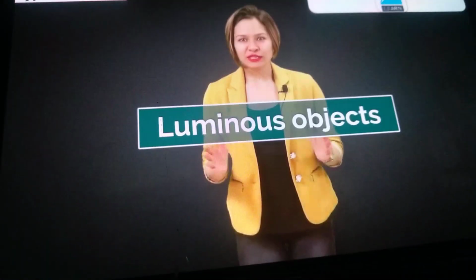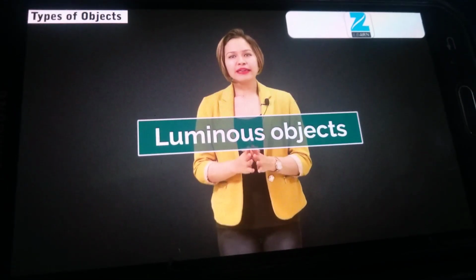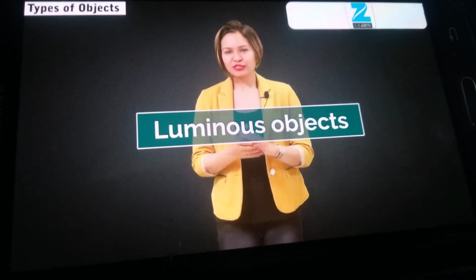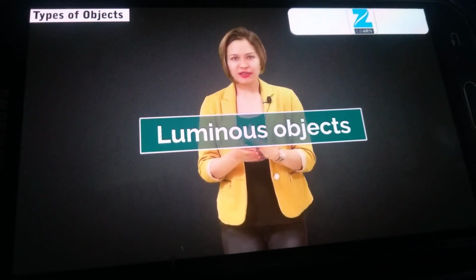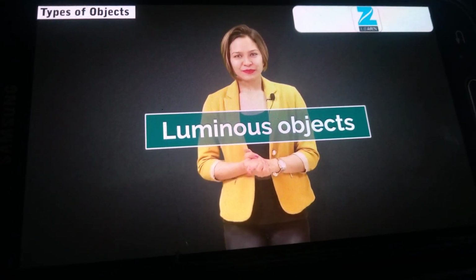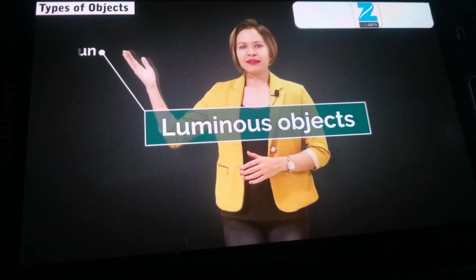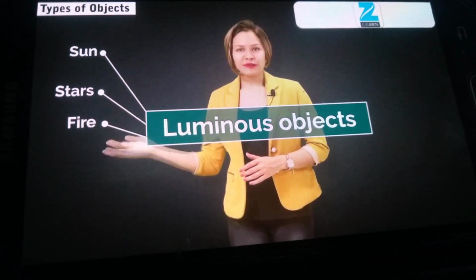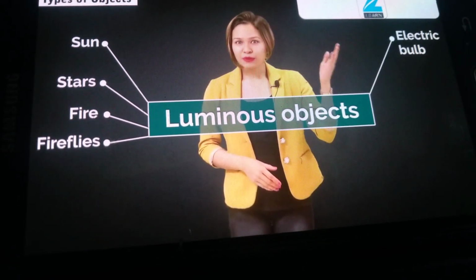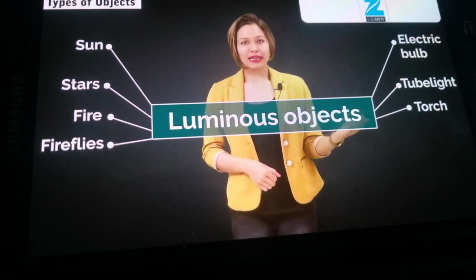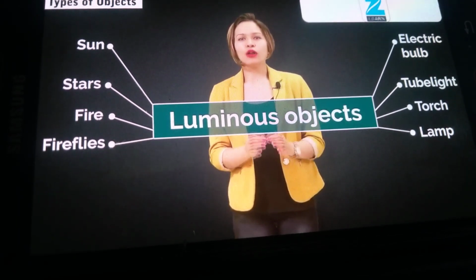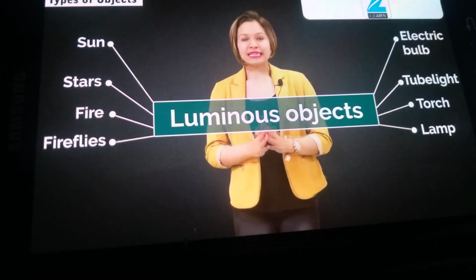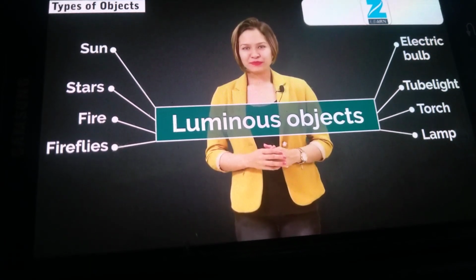So, the objects which give out or emit light of their own are called luminous objects. Now, can you give me some examples of luminous objects from the things that you see around you? Well, sun, stars, fire, fireflies, electric bulb, tube light, torch, lamp, etc. are all luminous objects as they emit their own light.